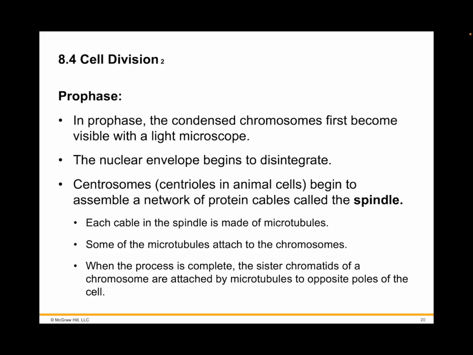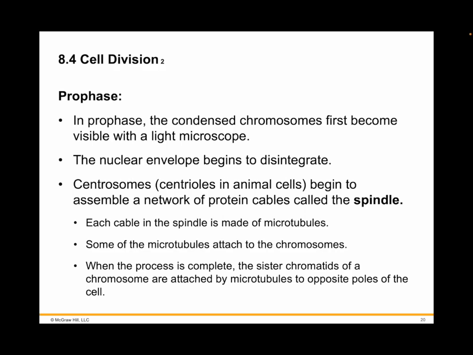As the replicated chromosomes condense, the cell dismantles the nuclear envelope, and 2 centrioles, or centrosomes in other types of eukaryotes, begin to assemble the apparatus it will use to pull the replicated sister chromatids to opposite ends, or opposite poles, of the cell. In the center of an animal cell, the pairs of centrioles separate and move toward opposite poles of the cell, and forming between them as they move apart is a network of protein cables known as spindles or spindle fibers, or the spindle itself. Each spindle fiber is made of microtubules, which are long, hollow tubes of proteins.